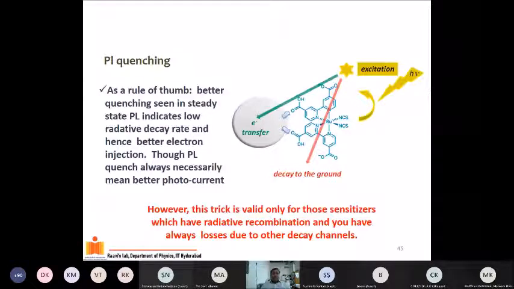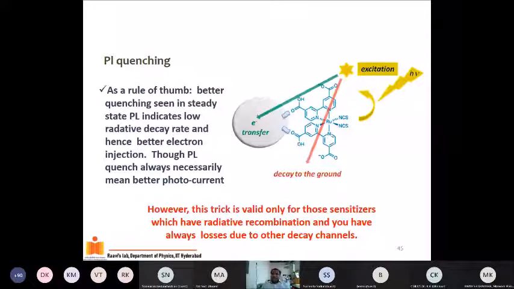What is PL quenching? As a rule of thumb, better quenching seen in steady state PL indicates lower radiative decay rate and hence better electron injection. Though PL quenching does not always necessarily mean better photocurrent. Okay, this is something which please understand.